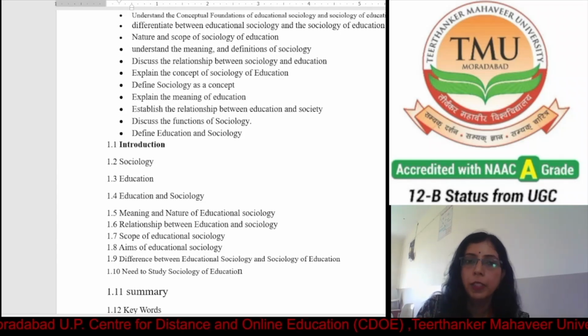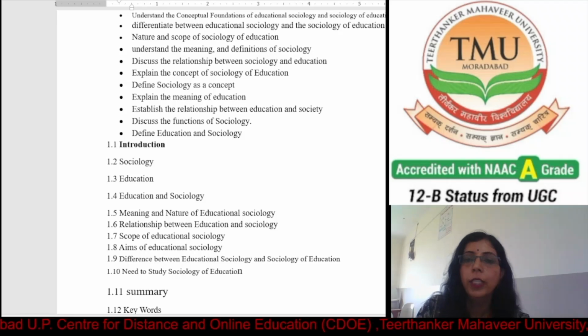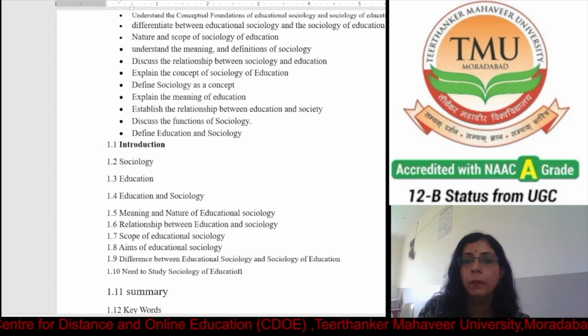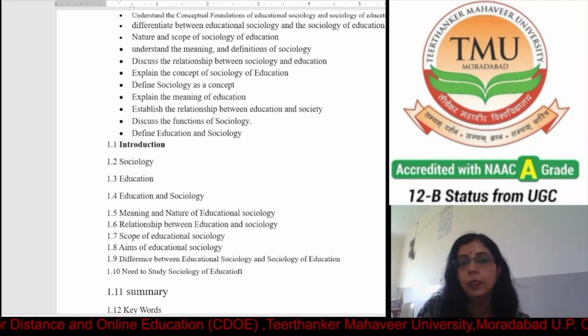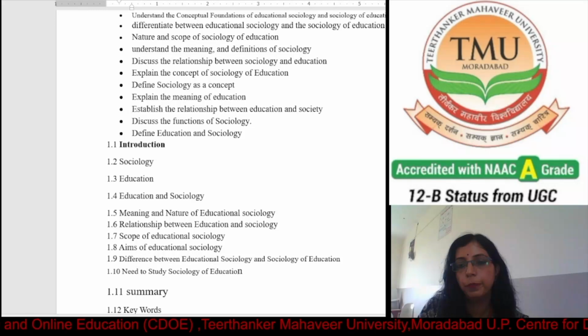In our previous session, we discussed two topics: what is education and what is sociology. These are two different concepts, and we discussed that in our previous session. In today's session, we will discuss in a detailed manner the relationship between education and sociology.